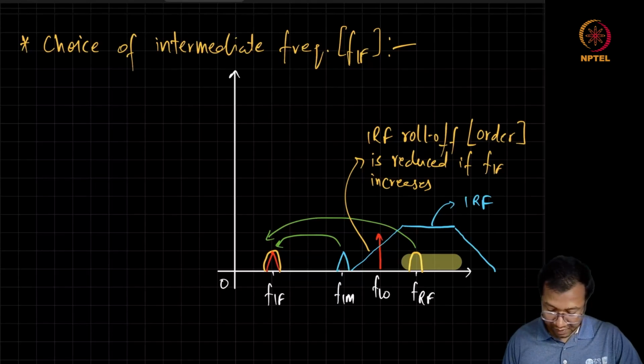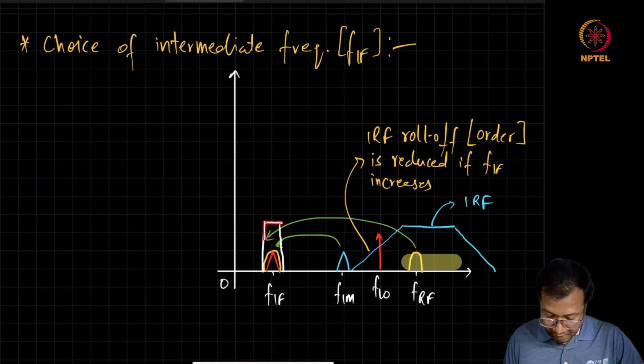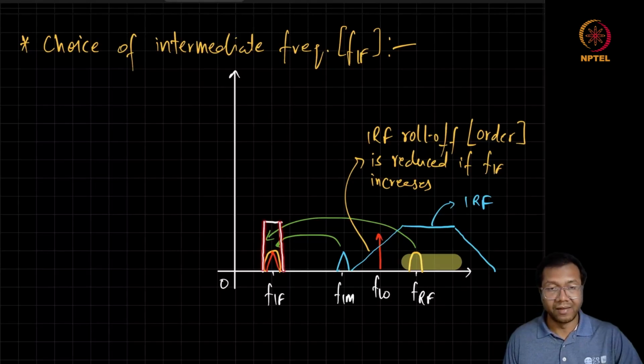Whereas if we look at the channel select filter, it has to pass only the channel, and to do this it needs to have a sharp roll-off to reject adjacent channels. So the channel offset is always fixed. That is not going to change irrespective of the intermediate frequency.